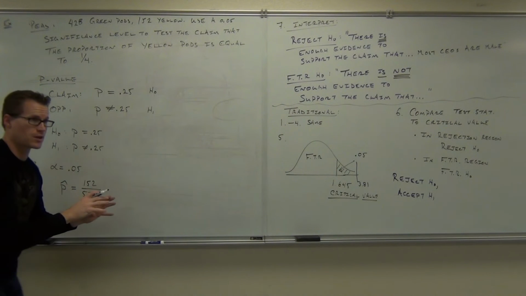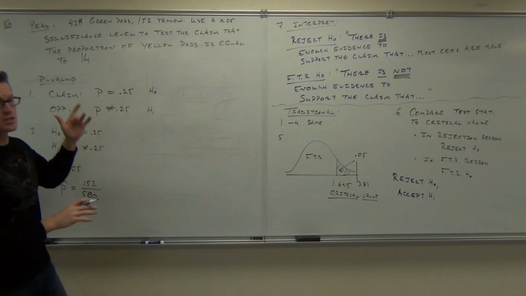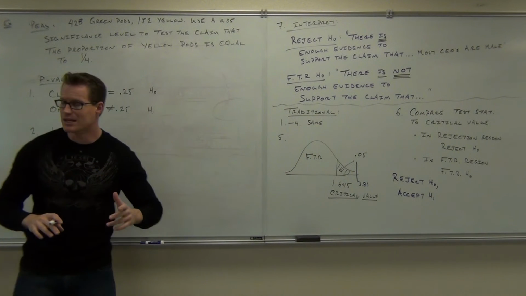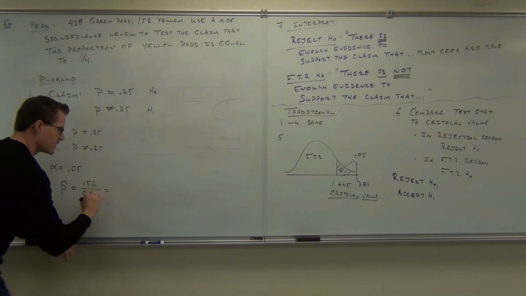So read the problem carefully on that one. You're not dividing by 428. That's going to be way off. You divide by 580. That's going to give you a proportion, and you find out that decimal.